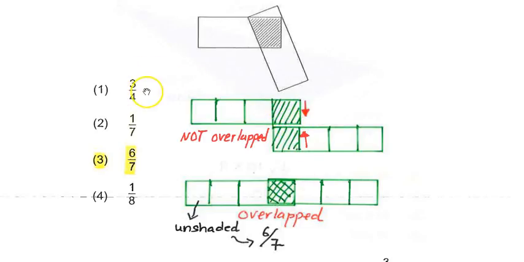Do not be caught by this. Some of you answered 3/4 not shaded. Why? Because they are 6/8. You should overlap and this becomes 1 unit instead of 2 units here. Therefore, the total, the denominator, is 7. It has become 7, not 8. Next.